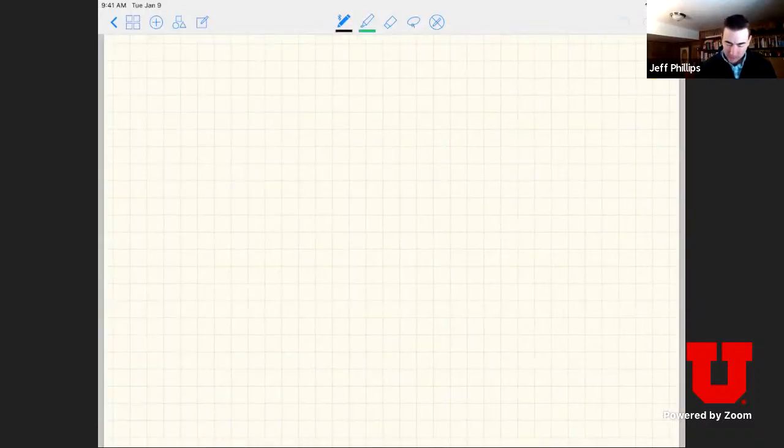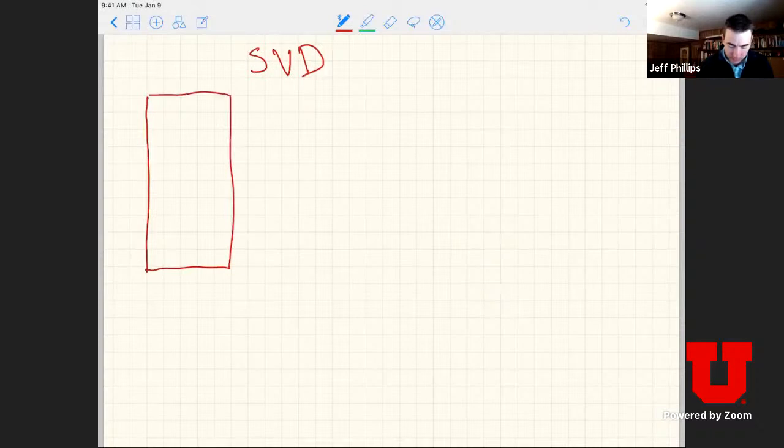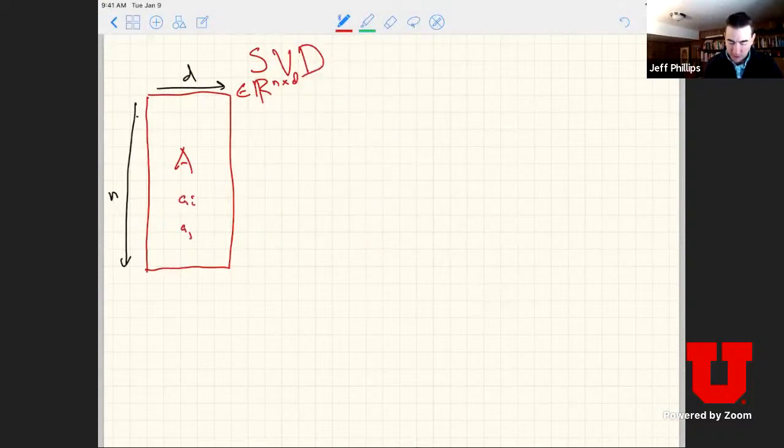We had started to talk about the SVD, which is the singular value decomposition. The input to this is going to be a matrix A, in R^(n×d). Just remember, this means that we have n rows and d columns, and we'll be particularly interested in objects like A_i and A_j, which are the rows in this matrix. Think of these as data points.